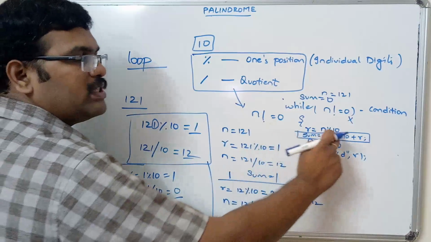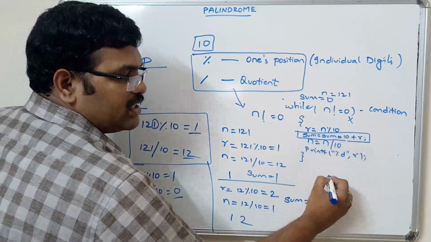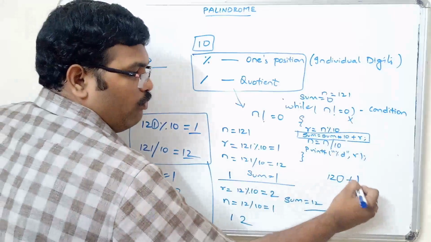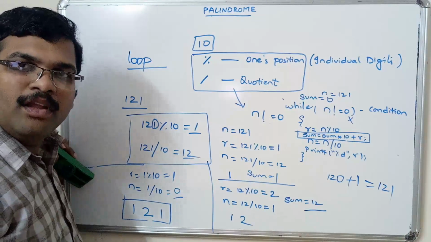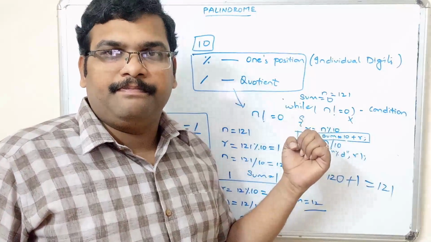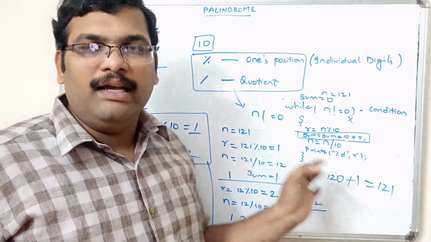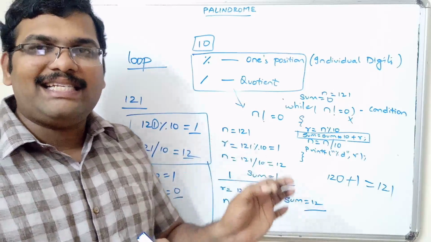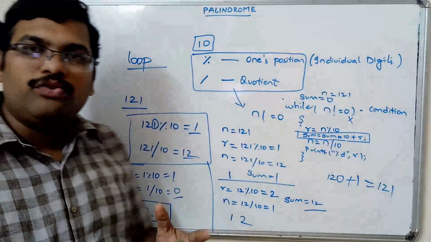And now sum is equal to sum into 10 plus r. Previously sum value is 12. So 12 into 10, which is nothing but 120, plus the r in the present iteration is 1, which is equal to 121, which we got the number. So a single statement will give the number. Absence of this statement will print just the digits of the number. So ones place, tens place and hundreds place. Those are just numbers in that position. Right? Hope you understood this palindrome program.